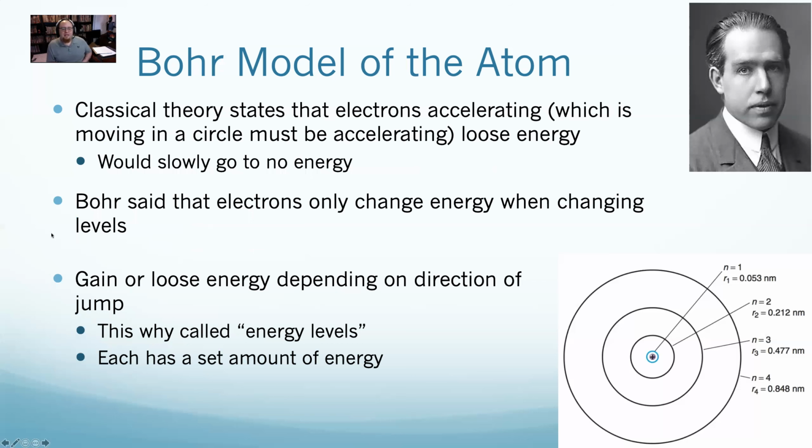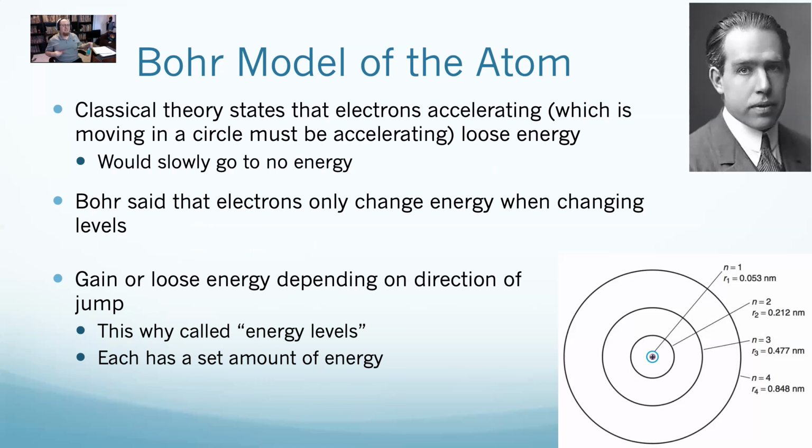Now, classical theory says that accelerating electrons would have to lose energy, where something moving in a circle is accelerating. We talked about this with centripetal acceleration, right? If something's moving in a circle, it feels centripetal acceleration. If electrons are orbiting a nucleus, they are therefore accelerating, and they would be losing energy.